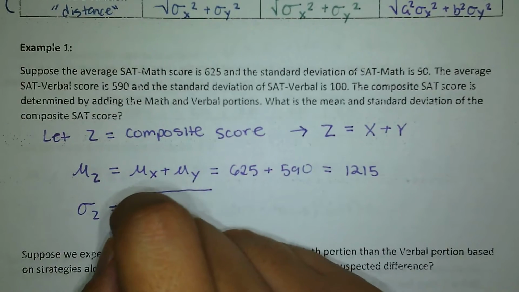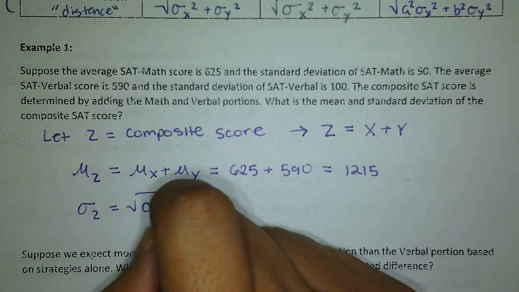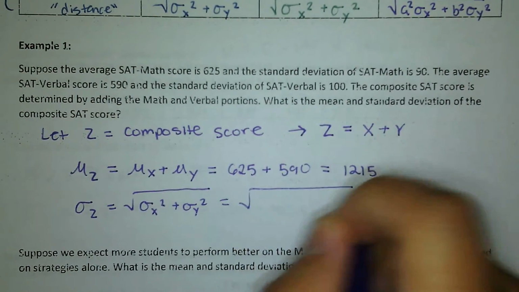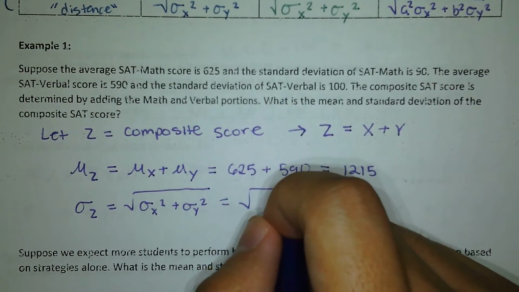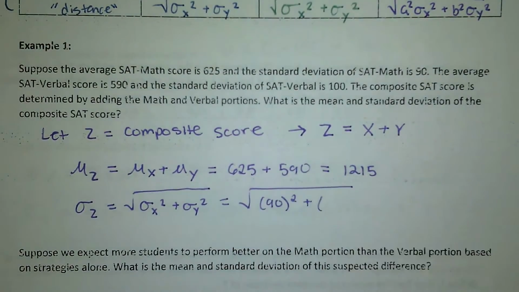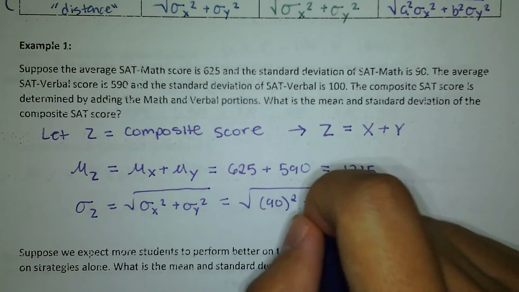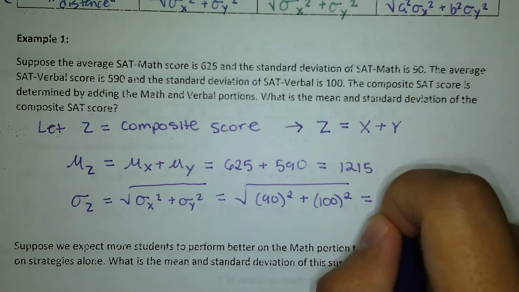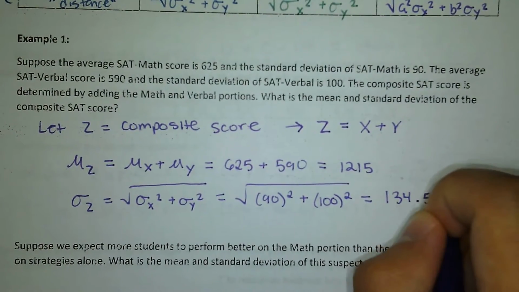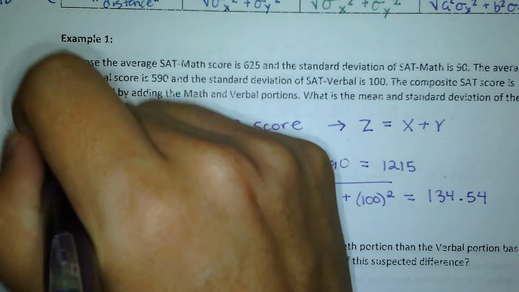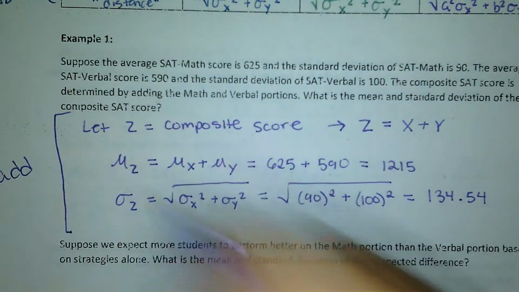In order to find their standard deviation, again, I can't add the standard deviations. I have to find their respective variances, add those, and then take the square root. So here, the standard deviation for x was 90, so we'll take 90 squared, plus the standard deviation of y, which was 100, squared. Add those together, take the square root, and we get that the standard deviation of their combined scores is about 134.54. This was a combination for adding.